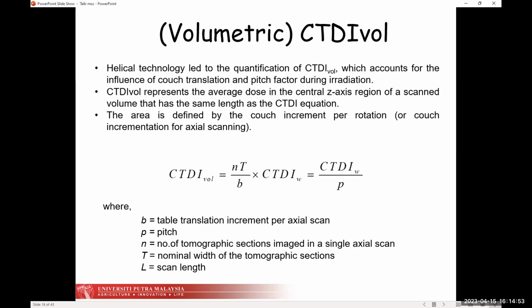So the area that CTDI volume covers could be defined by the gantry increment for rotations. In formula, the CTDI vol is equal to the number of tomographic sections multiplied by the nominal width, divided by the table translation increment per axial scan. To simplify, the CTDI vol is equal to the weighted CTDI divided by the pitch factor.